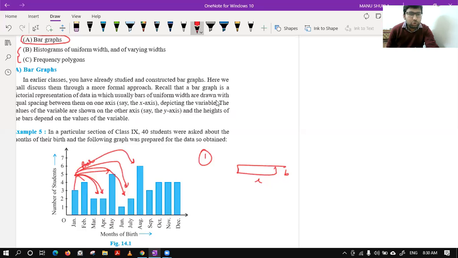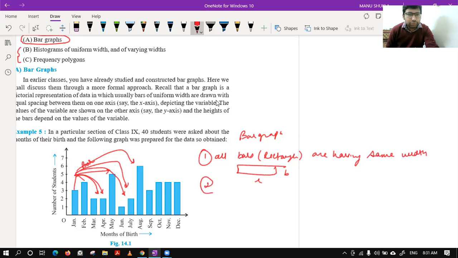So the first point to be noted in a bar graph is: all bars or rectangles are having the same width. You have to write all these points so that whenever you are revising the topics, you can get all these things back.